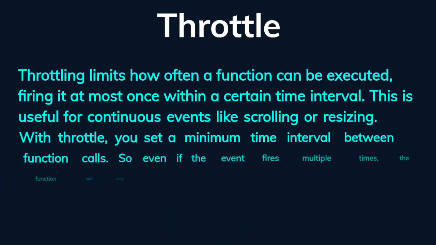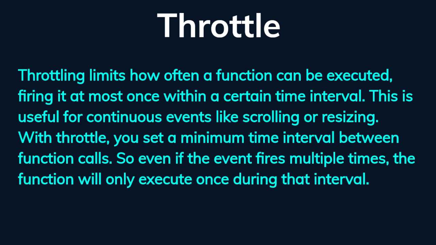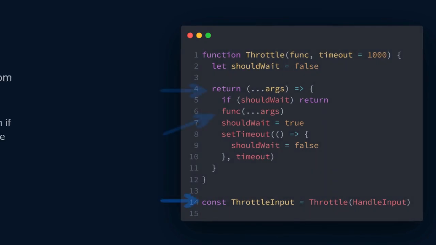Moving on to throttle. Throttling limits how often a function can be executed, firing it at most once within a certain time interval. This is useful for continuous events like scrolling or resizing. With throttle, you set a minimum time interval between function calls. So even if the event fires multiple times, the function will only execute once during that interval. Again, here's a code snippet of the general throttle function. Let's go over it step by step.